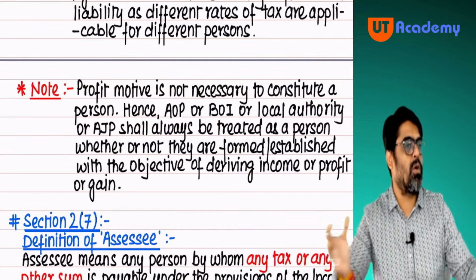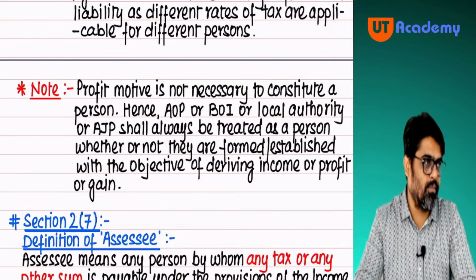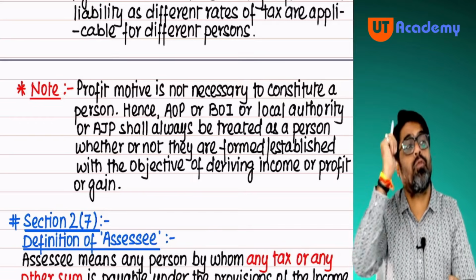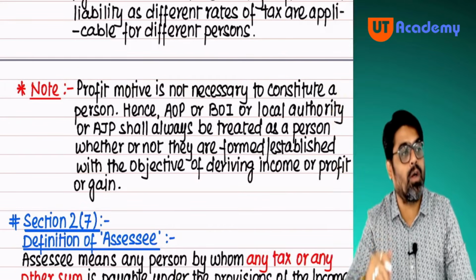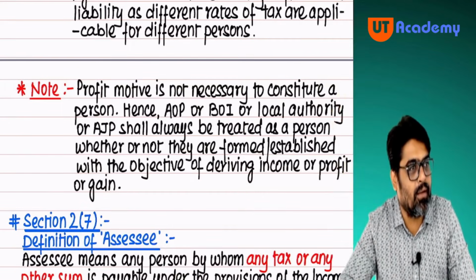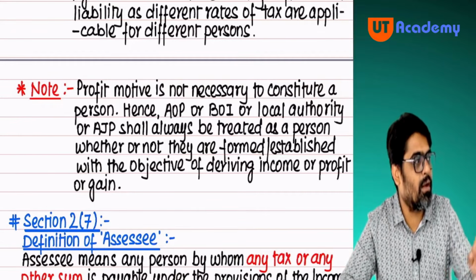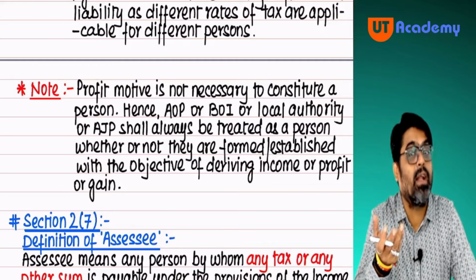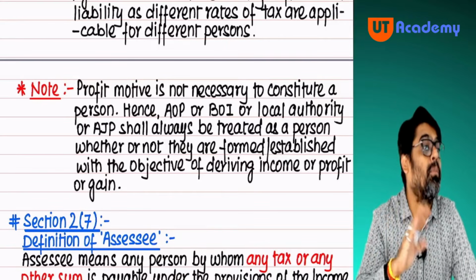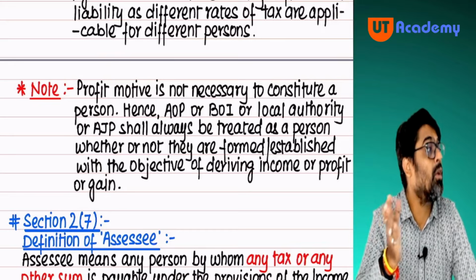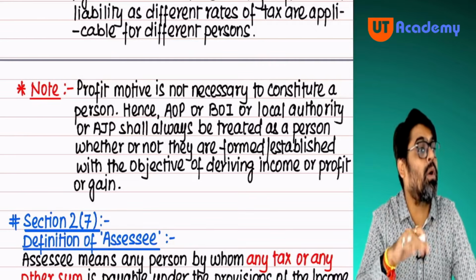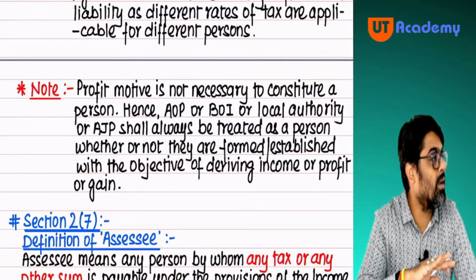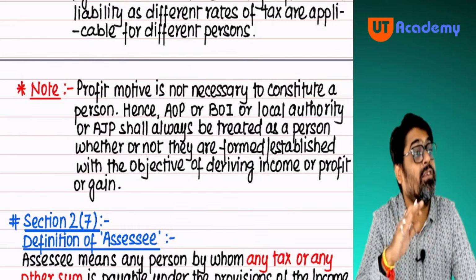See, sometimes a body is formed, sometimes a group is formed. But that group is not formed with an intention to earn any income or any profits. Getting my point? So what? Still you are a person. We are not saying what your intention is. Your intention may or may not be to earn income or profits. It will not have any effect on your classification as a person.